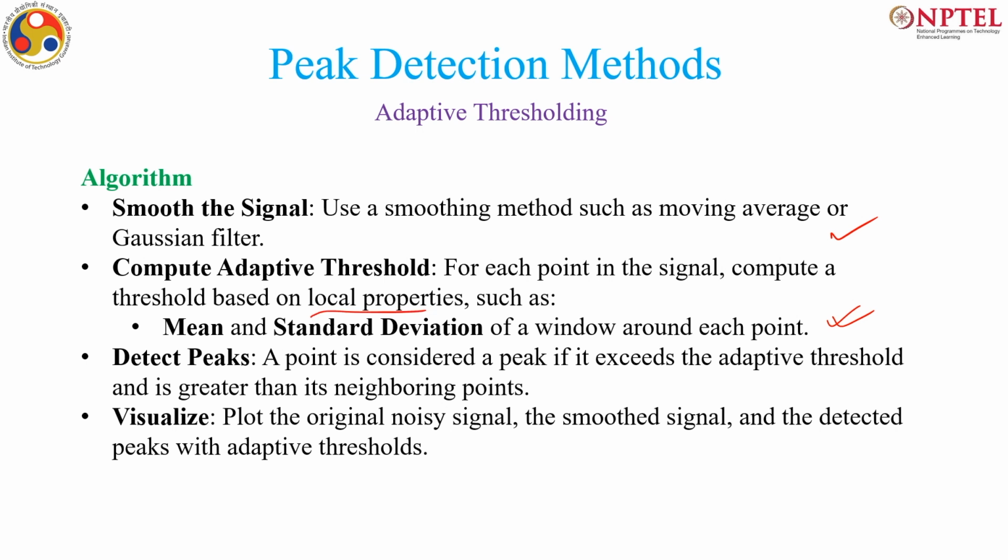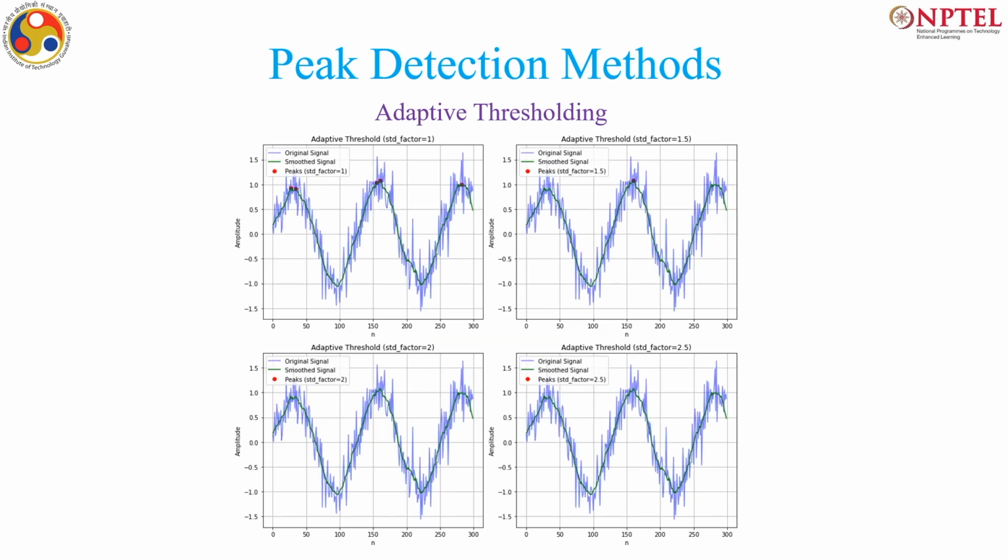And if you compare these 3 methods, like just using a fixed threshold, using smoothing and threshold, and using adaptive threshold, of course with smoothing, you will find that at each stage there is an improvement. So these are the things.